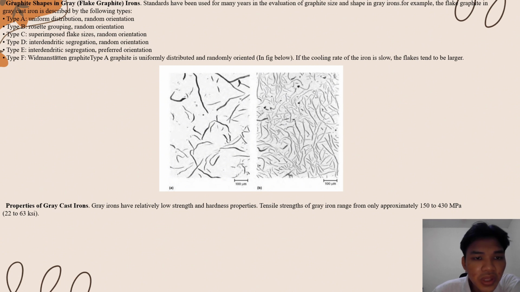Type A graphite is uniformly distributed and randomly oriented. If the cooling rate of the iron is low, the flakes tend to be large. Properties of gray iron: gray irons have relatively low strength and hardness properties.